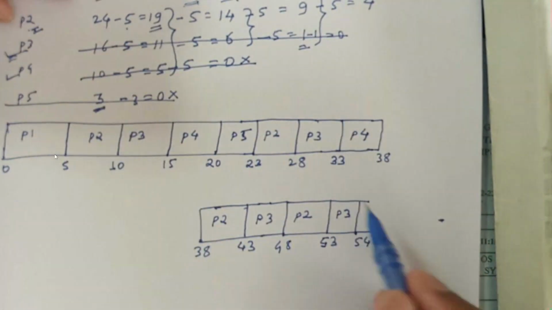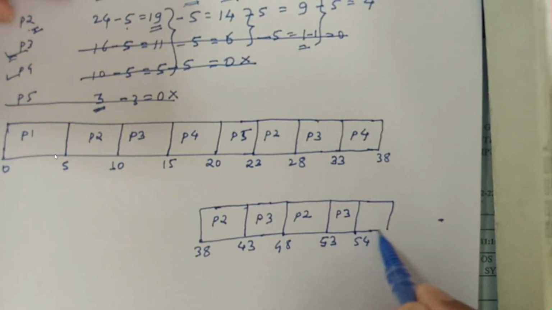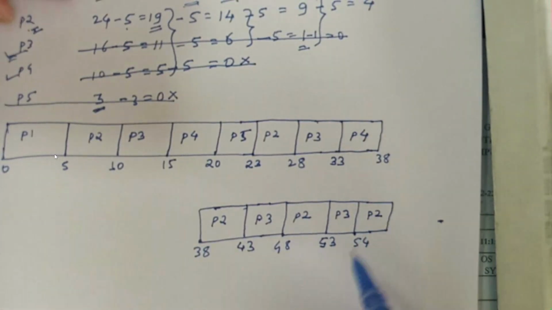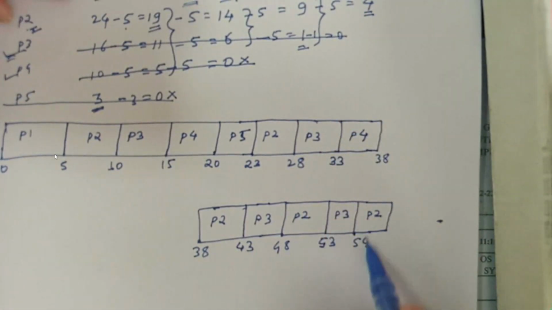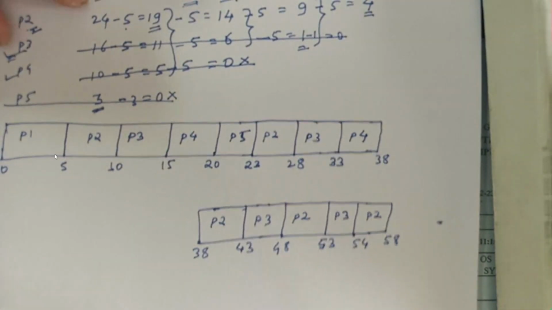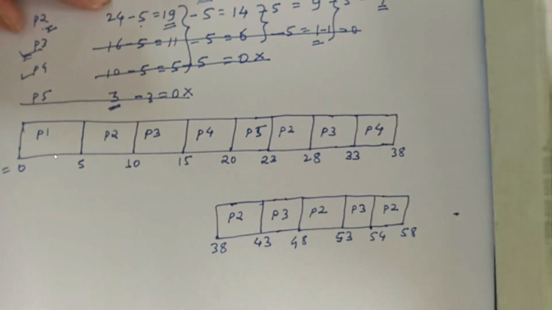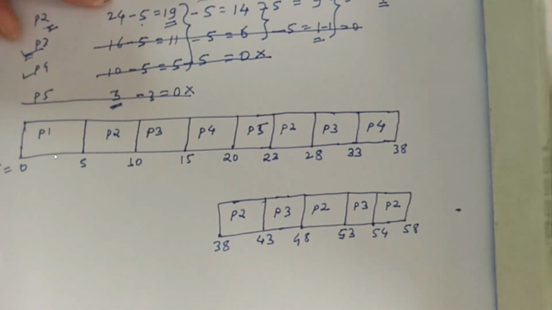And now finally only 1 process is remaining, that is process P2. P2 will start at 54 and will execute for 4 units. So 54 plus 4, that is going to become 58. So at t equal to 58, all processes have completed their execution.